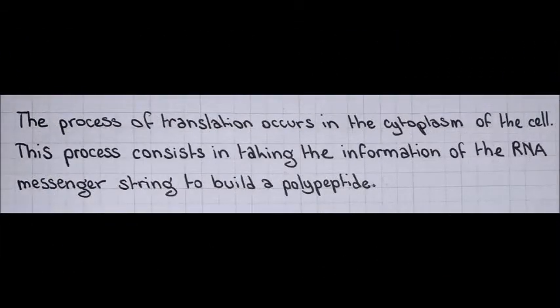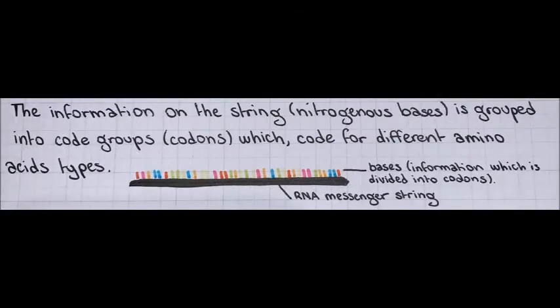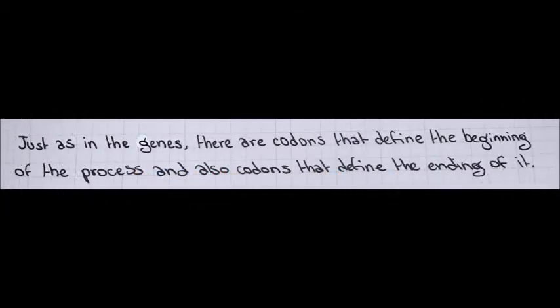The process of translation occurs in the cytoplasm of the cell. This process consists in taking the information of the RNA messenger string to build a polypeptide. The information on the string, the nitrogenous bases, is grouped into code groups, codons, which code for different amino acid types. Just as with the genes, there are codons that define the beginning of the process and also codons that define the ending of it.